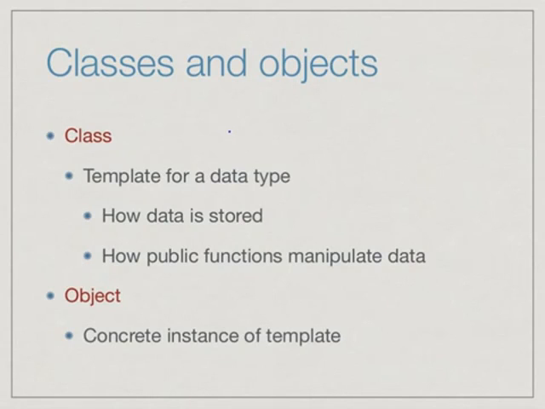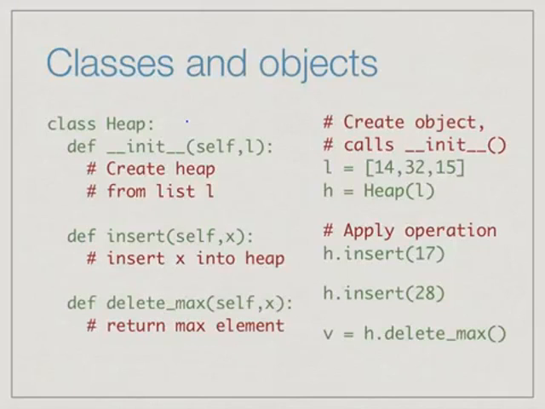So in the last lecture, we saw that in object-oriented programming, we define a data type through a template called a class, which defines the internal data implementation and the functions that we use to manipulate the data type. And then we create instances of this data type as objects. So we saw a skeleton implementation of a heap. This had a special function called init, which was used to create the heap. And then we had functions insert and delete.